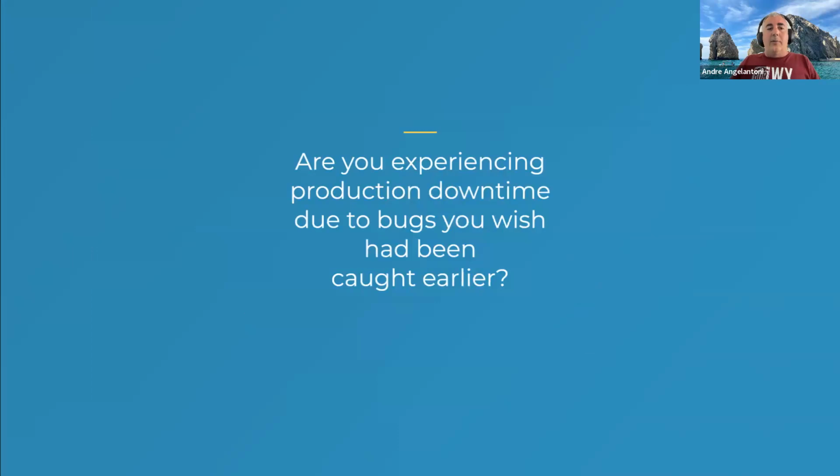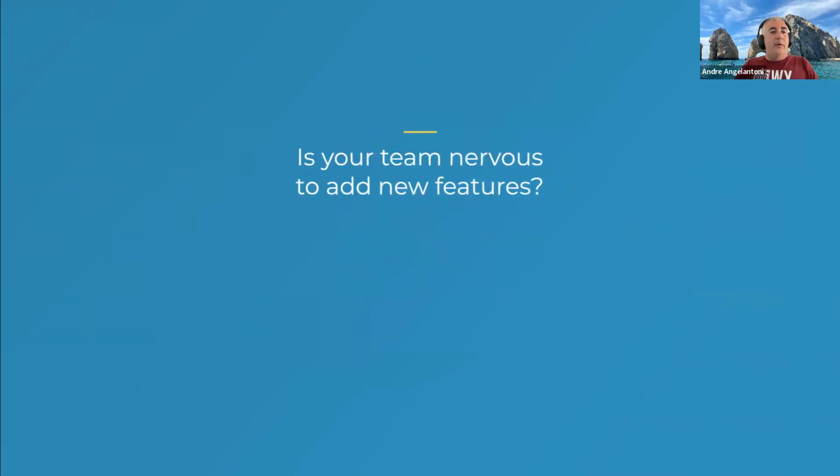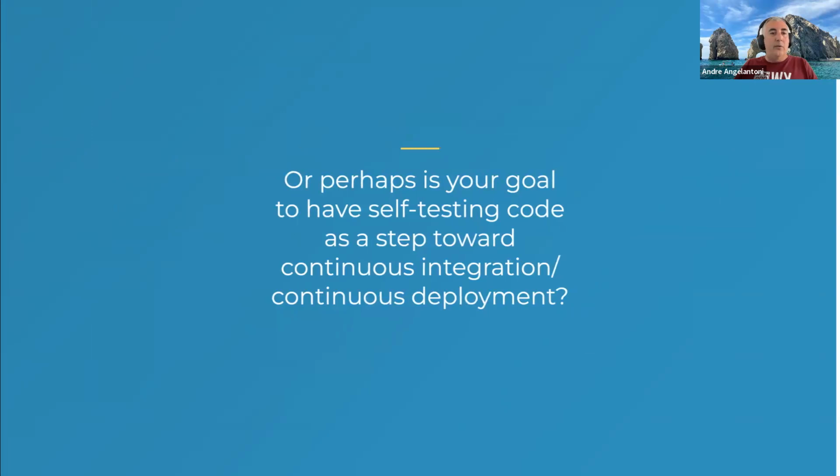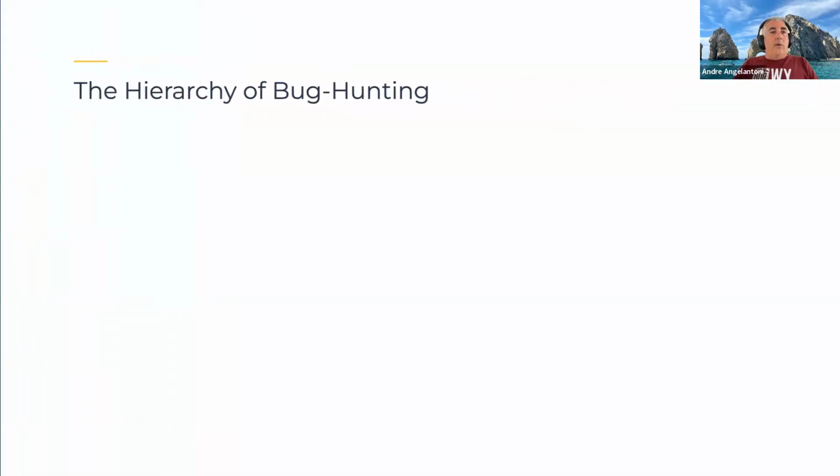Okay, so why automated testing? Are you experiencing production downtime due to bugs you wish had been caught earlier? Is your team nervous to add new features, to remove dead code, to refactor code? Or perhaps it's your goal to have self-testing code as a step towards continuous integration or continuous deployment. All of these are valid reasons to look into automated testing, because here's the hierarchy of bug hunting.